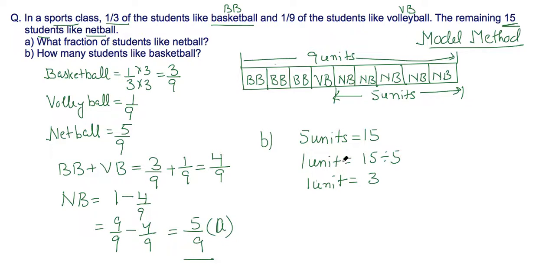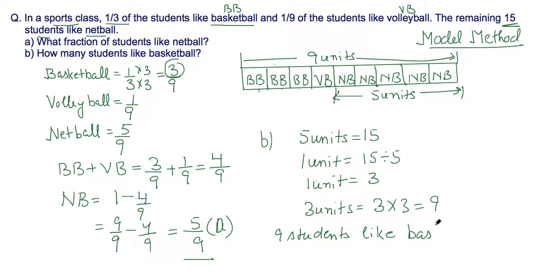Now, if I want to find how many students like basketball, how many units of students like basketball? It's 1, 2, 3, or you can see from the model itself, 3 out of 9. So we can find how much 3 units will be: 3 times 3 gives you 9. So basically 9 students like basketball. So that's your part B.